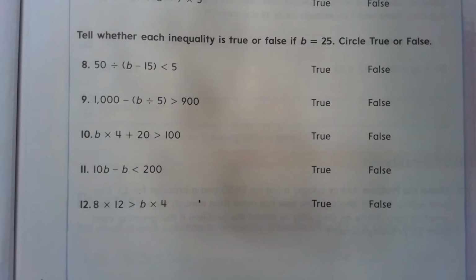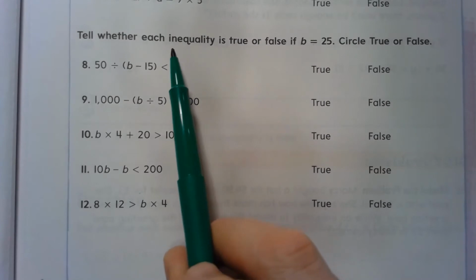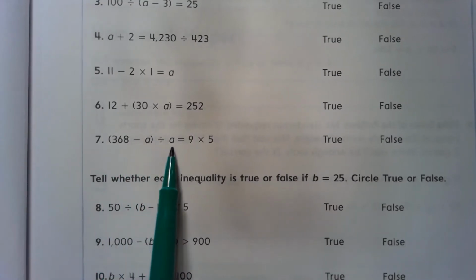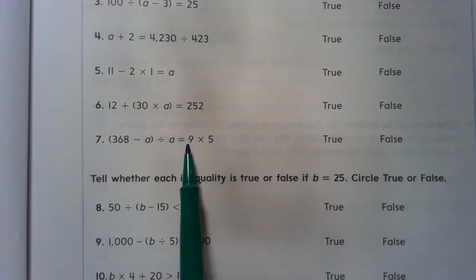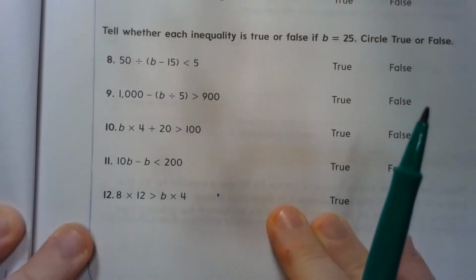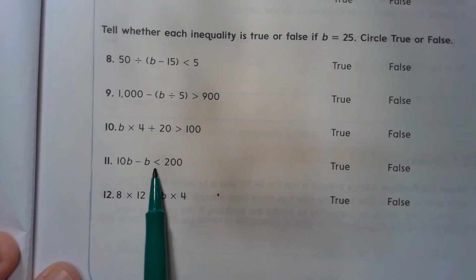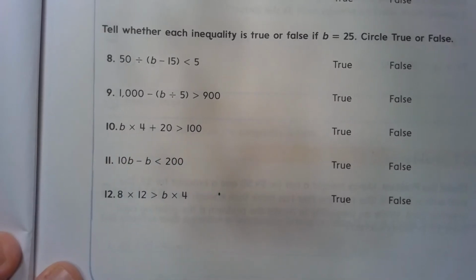Let's next look at question 11. And the directions for this section says tell whether each inequality is true or false for b equals 25. The only difference that we have here is that we're working with inequalities rather than equations. In the first section, we were trying to figure out if this entire left-hand side was equal to this entire right-hand side. Down here, we're trying to find out if this entire left-hand side is less than the right-hand side, or in different problems, greater than the right-hand side.